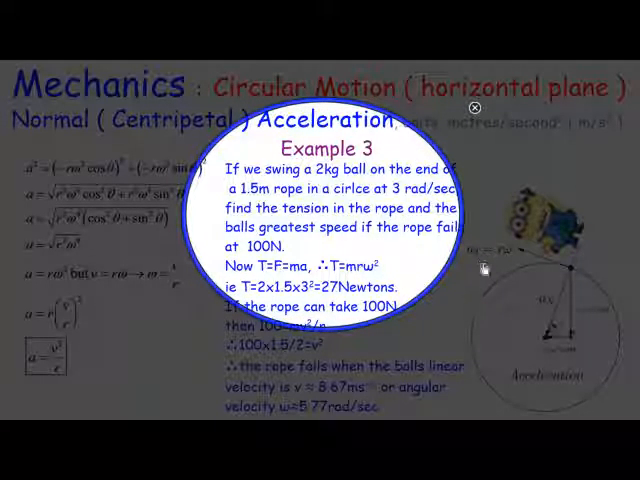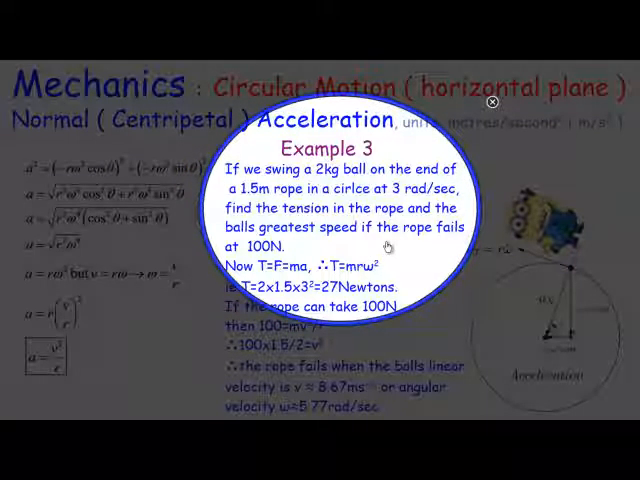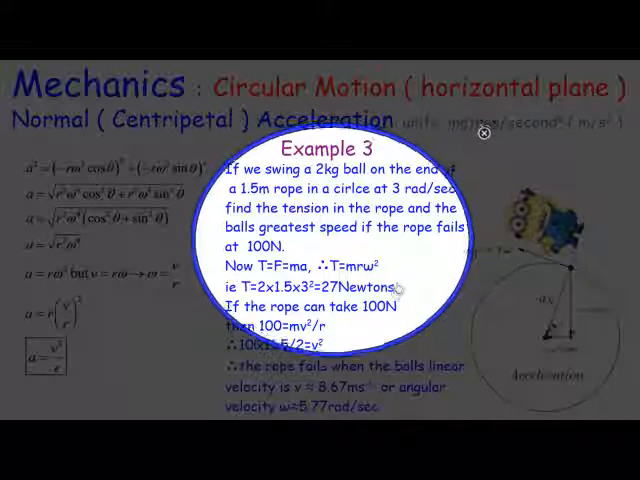Let's have a look. We've got a 2 kilogram ball on the end of a 1.5 meter rope, and we're starting to swing it uniformly at 3 radians per second, which could be quite tricky to do, but for the sake of the example, we're just assuming we're giving it a uniform angular velocity of 3 radians a second. Now we need to find the tension in the rope, and what speed can it sustain if the rope is not so terribly strong and basically fails at 100 newtons.